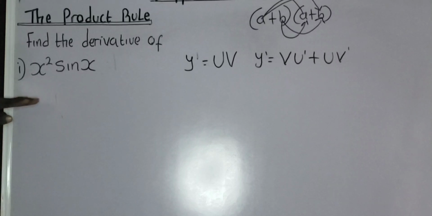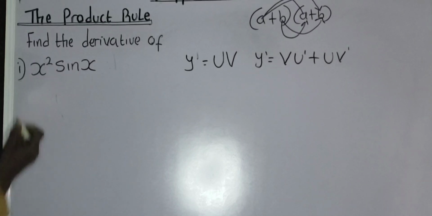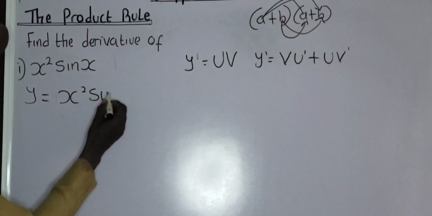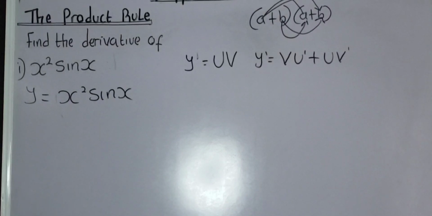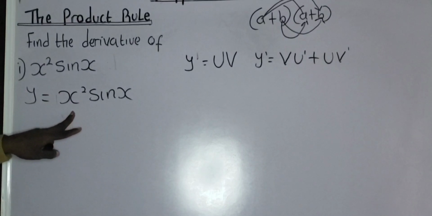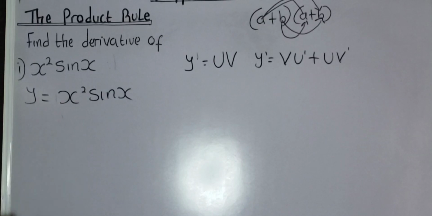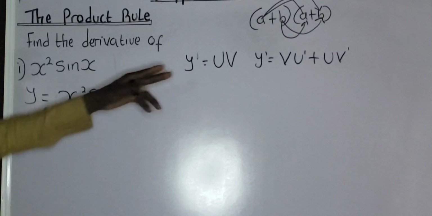Now we have a function that has two parts. We have x squared and sine x. Let me equate y as y equals x squared sine x. You understand? The first part is x squared, and the second part is sine x. These two parts are multiplying each other. That is why we have to make use of the product rule.